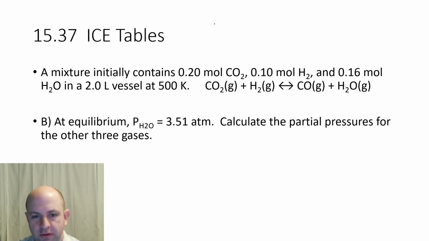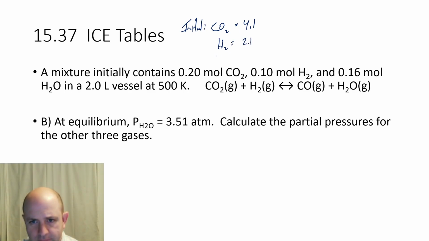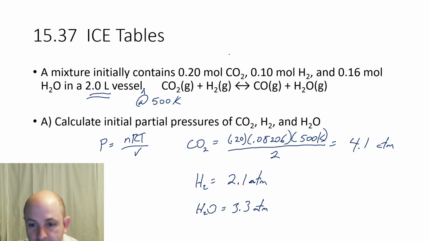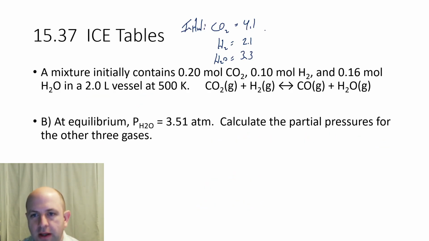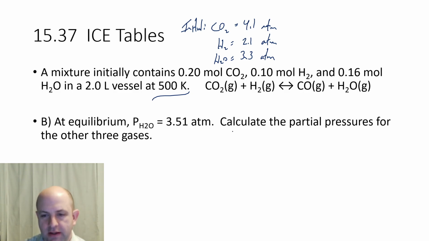I'm going to write them up here again. CO2 was 4.1. This was all initial. Hydrogen was 2.1. And the water, I've already forgotten, was 3.3. Okay, atm. All right, so we've got that same setup. Okay, here it is, at 500 K, great. At equilibrium, the pressure of water is 3.51 atm. Calculate the partial pressures for the other 3.